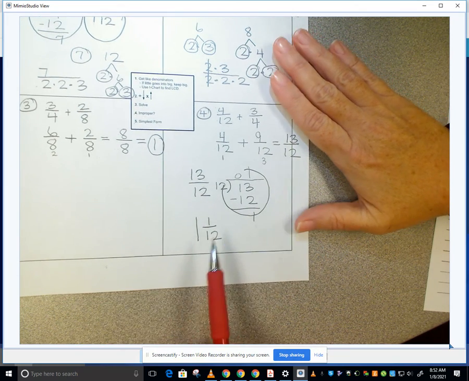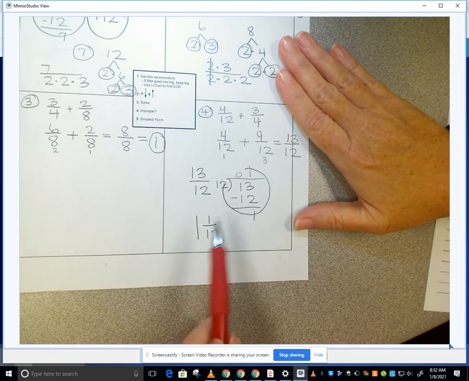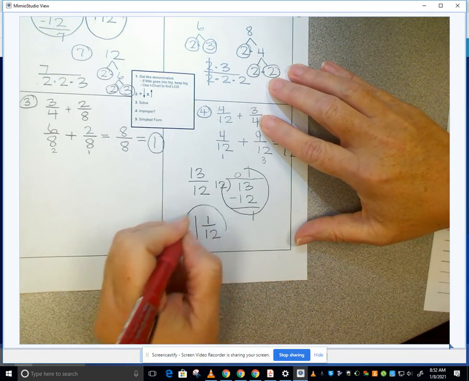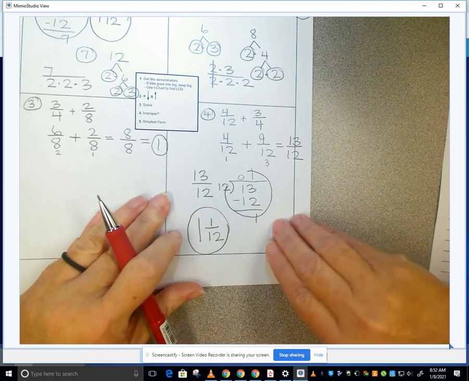And I already know that that is in simplest form. Anytime we have a fraction with a 1 as my numerator, it's done. There's nothing else to do with it. We'll circle it and move on.